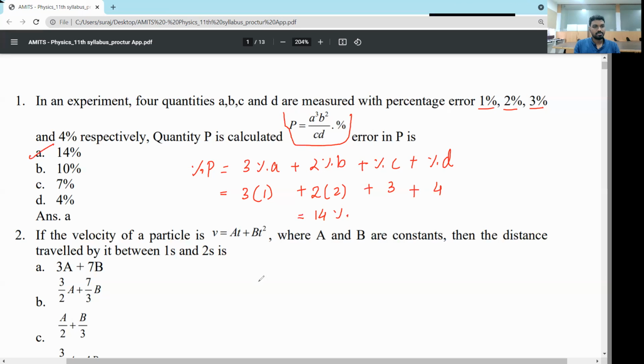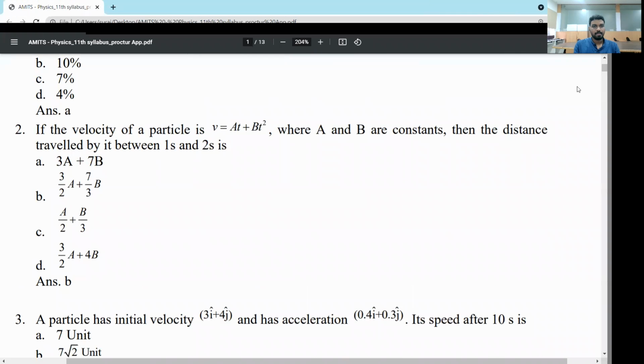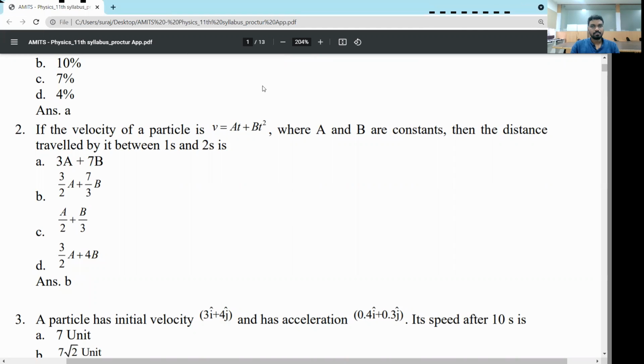Next, coming to the next question. What is given? Velocity of the particle is given. V is equal to a plus b t square, where a and b are constants. Then the distance traveled by it between 1 second and 2 seconds is.